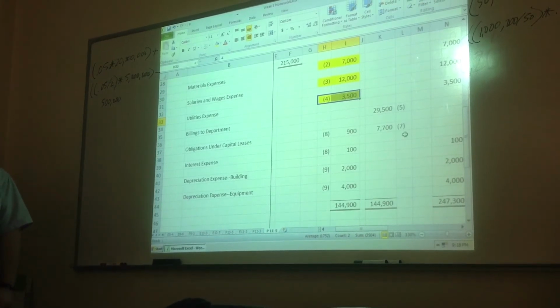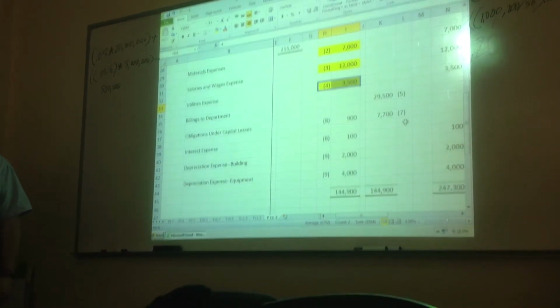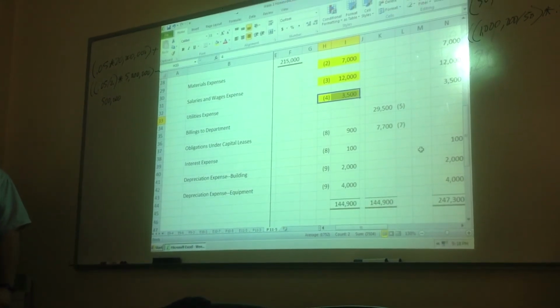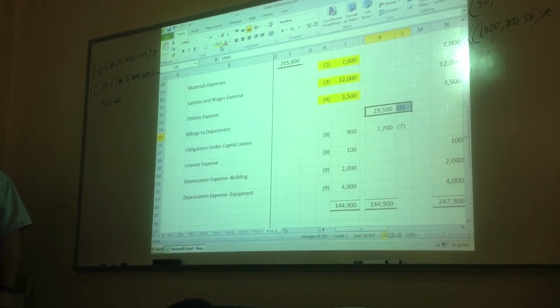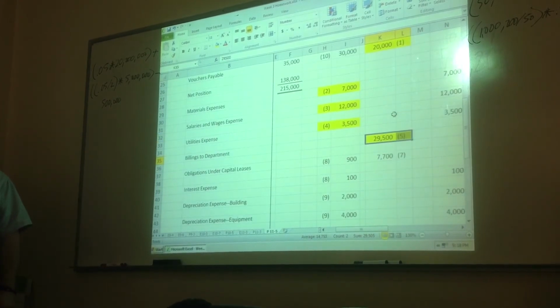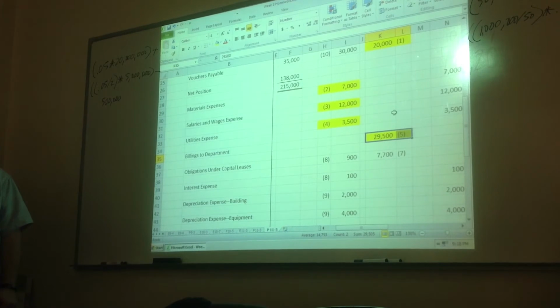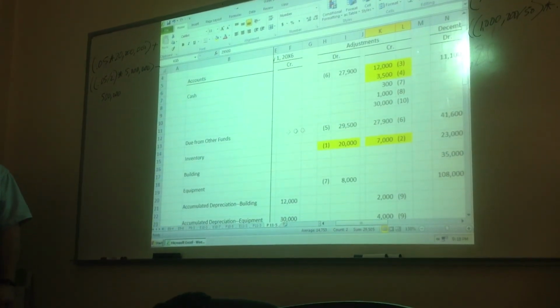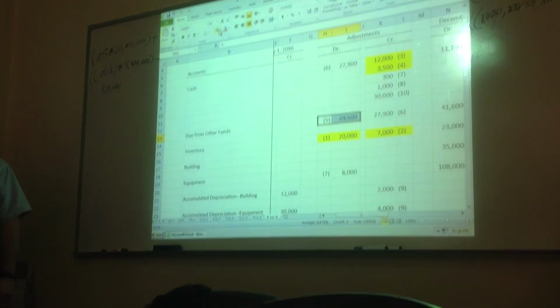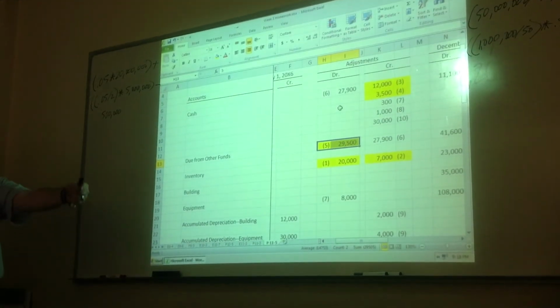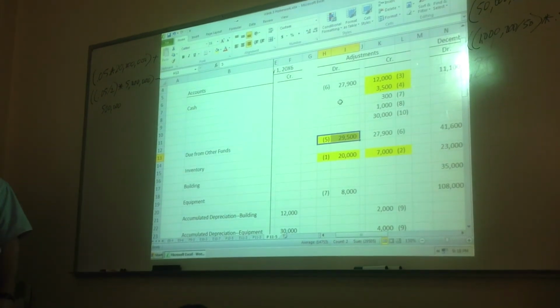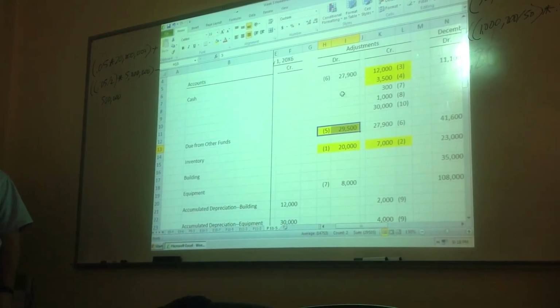Number 5, billings to departments for repair services. You billed them, you haven't collected it yet. Credit to the billing, which is your revenue. Debit to, you billed it and you haven't collected it, it's a receivable. So due from other funds, right? Because as an internal service fund, you're charging other funds, not customers, not outside customers. Okay?